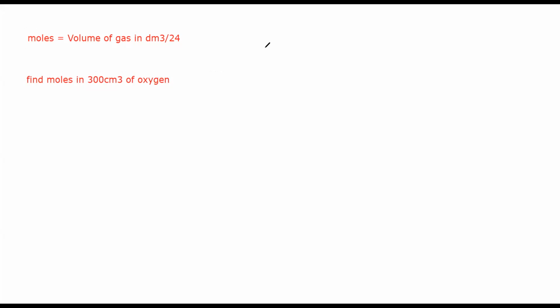So how to convert cm cube into dm cube? You will divide by 1000. Why is it divided by 1000? Because it is cube. When you are converting centimeter into decimeter, you are dividing by 10. But you are converting centimeter cube into decimeter cube, so you'll divide by 10 cube. 10 cube means 1000, 10 multiplied by 10 multiplied by 10. So whenever centimeter cube into decimeter cube, you'll divide by 1000.